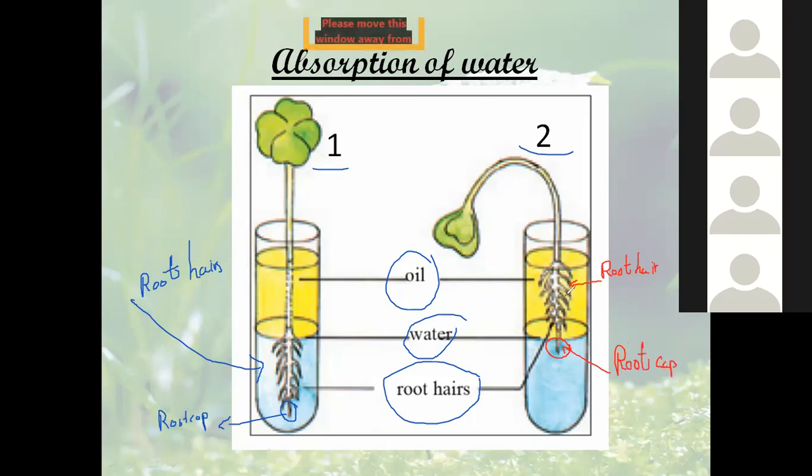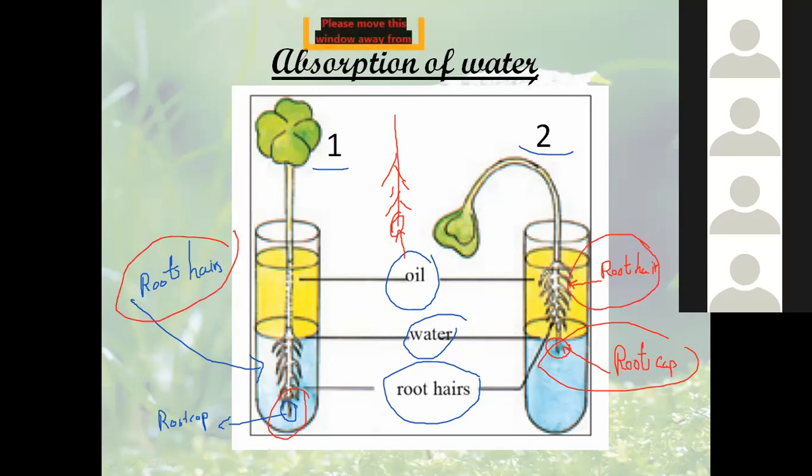The root cap is at the bottom of the root, the end part. For example, this is the root. Here we have the root hairs, and this is the lowest part. This is the root cap. So the difference is the position of the root hairs in tube 1 and tube 2. In both tubes, the root cap is placed in water. While the root hairs in tube 1 are also placed in water, in tube 2 they are placed in oil. So this is the variable, Ibrahim.